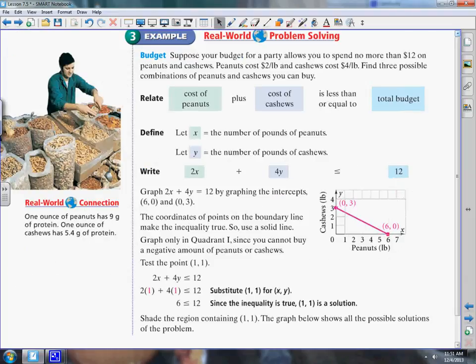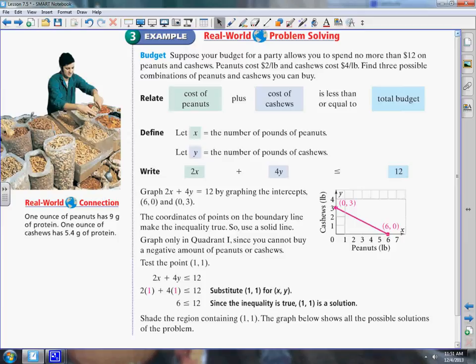Okay, so here's a real world problem. Suppose your budget for a party allows you to spend no more than $12 on peanuts and cashews. Peanuts cost $2 a pound and cashews cost $4 a pound. Find 3 possible combinations of peanuts and cashews you can buy.